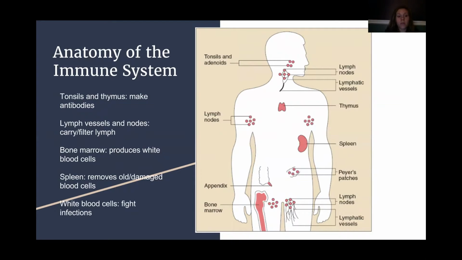The tonsils and thymus make antibodies which fight pathogens. The lymph vessels carry lymph fluid throughout the body, and lymph nodes filter the lymph and get rid of the blood cells as well as the pathogens that the blood cells have phagocytized. Bone marrow produces white blood cells. The spleen is similar to the lymph nodes in that it removes old or damaged blood cells, and white blood cells fight pathogens.